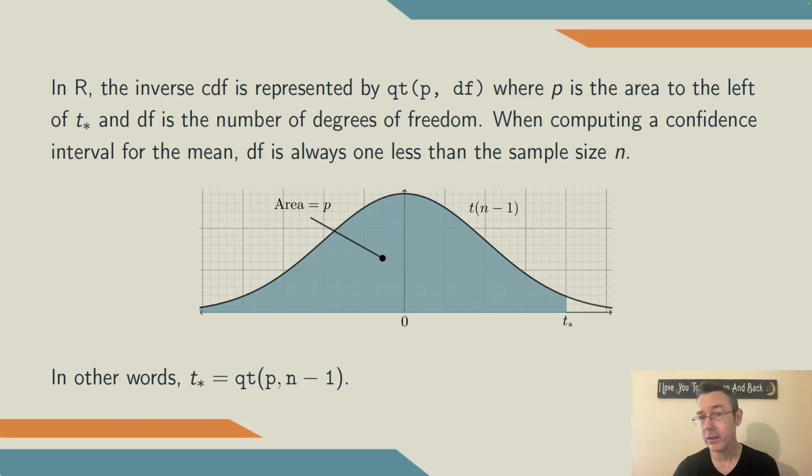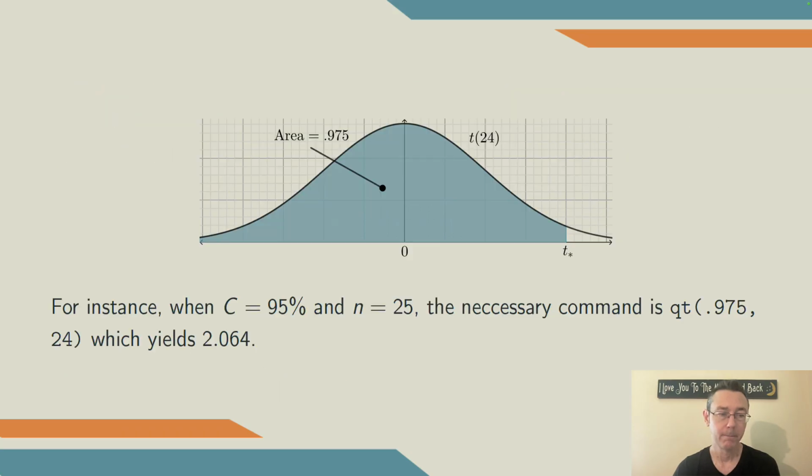In R, the inverse CDF is represented by qt, and you need to pass it the area to the left, here I've denoted that p, and the number of degrees of freedom. When you're computing a confidence interval for the mean, the number of degrees of freedom is always one less than the sample size, n. So that's why I've labeled this curve t of n-1. In other words, t star is qt(p, n-1). For instance, if we're at a 95% level of confidence with n equals 25, the necessary command to find the t star value is qt(0.975, 24), 24 being 1 less than 25. The result of that is 2.064.